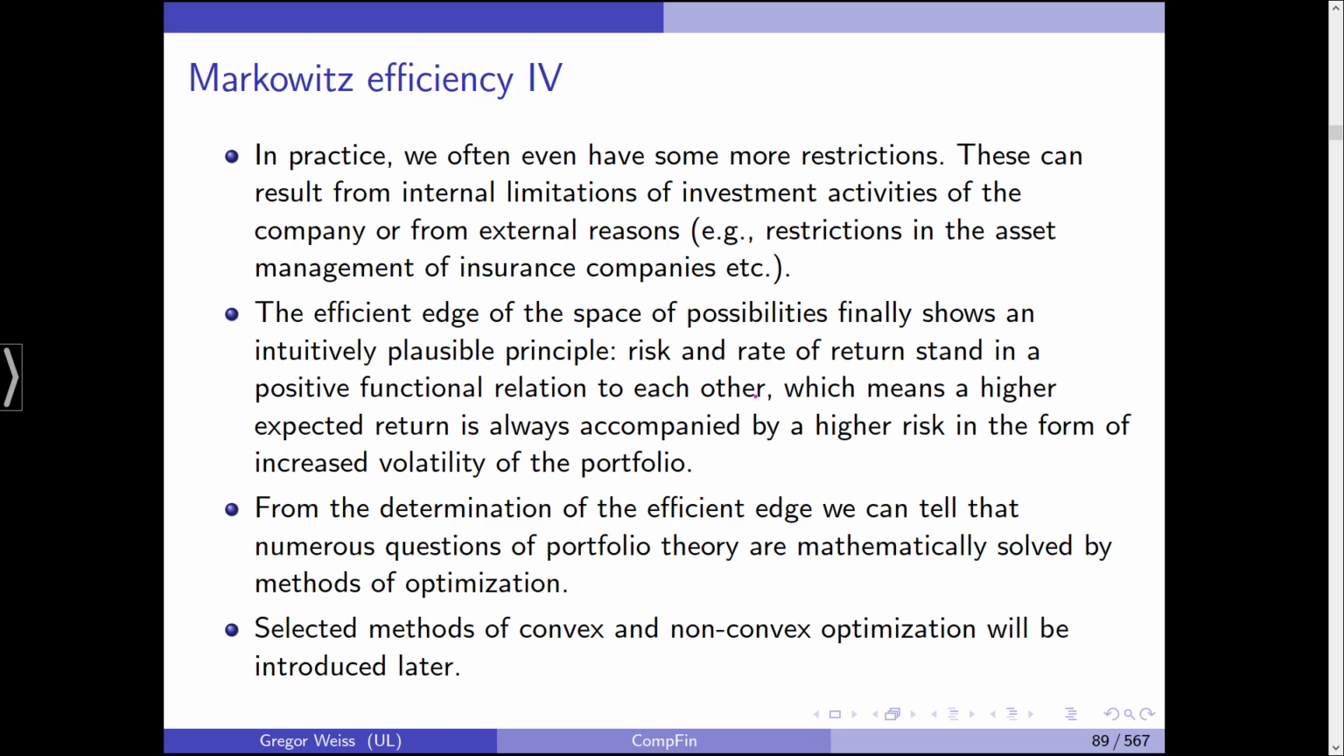And from the determination of the efficient edge, we can then tell that numerous questions of portfolio theory are mathematically solved by optimization tools. We need to optimize a function, either variance or expected return, and we have several restrictions and conditions. So basically, this is convex and non-convex optimization under constraints. So constraint optimization is the tool we need here, and this is where basic portfolio management, and this is just Finance 101 or Corporate Finance 101, actually evolves into computational finance, because we need modern and sophisticated mathematical tools from optimization to do this in practice.